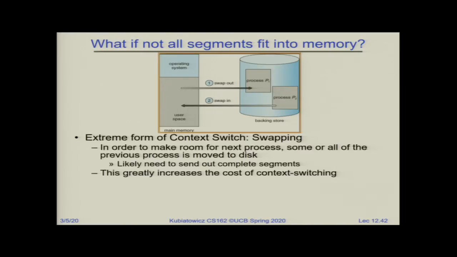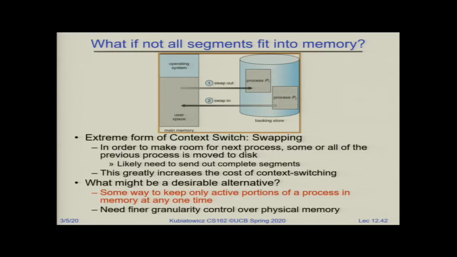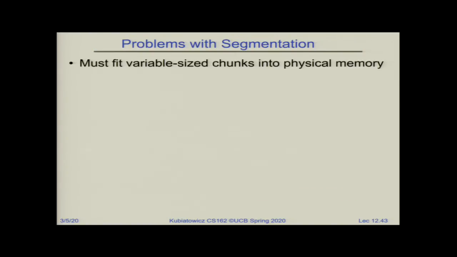And remember, what's the number to remember for disk? How many instructions for a disk access? How many? 1 million. Yay, 1 million. Good. So, what might be a desirable alternative here? Some way to keep only active portions of a process in memory and the rest out on disk. Wouldn't it be great if we could divide things up into common sized, well, I hate to say it, pages, which are all the same size so that I can swap out the ones I'm not using and only have the ones that I am using in memory. All right, and that's kind of our next topic.